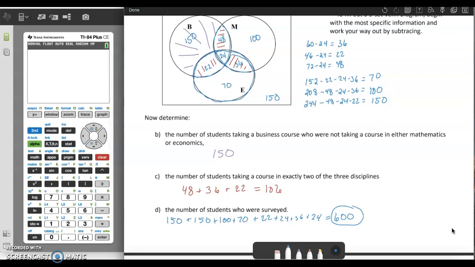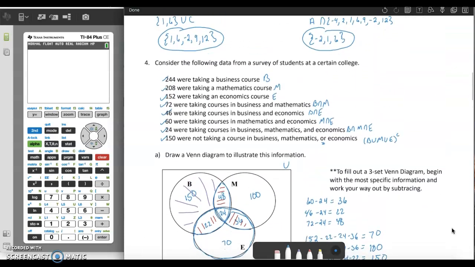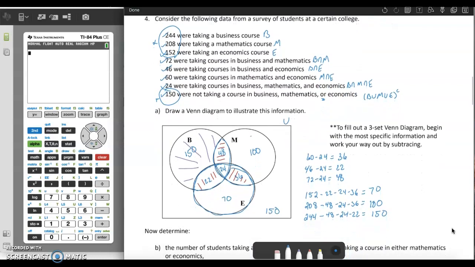So you can kind of go back and see that if you don't take the time to do it this way, you could be wrong. I bet a lot of students would initially maybe just add these numbers up, and that would not give us 600. Or maybe they would add those numbers and also the 150, and that still wouldn't get it right. You really have to break it down to every one of these little pieces of your diagram in order to make sure you're not double counting anybody.